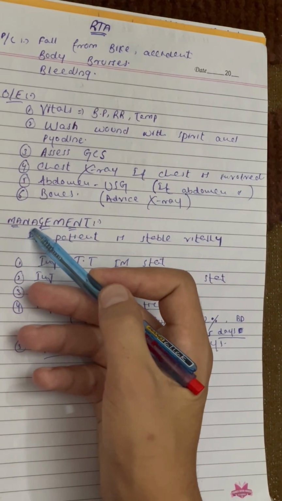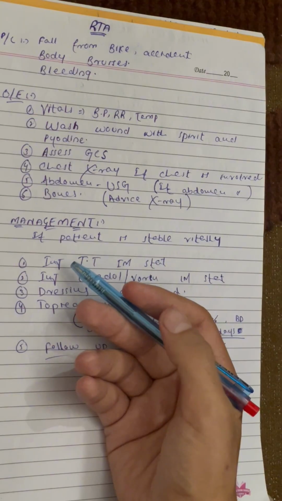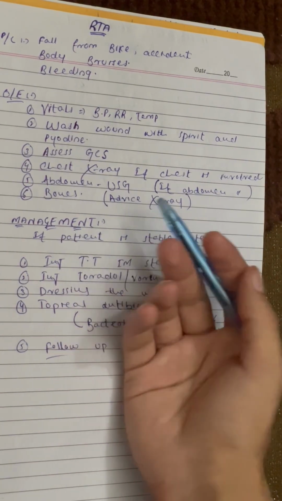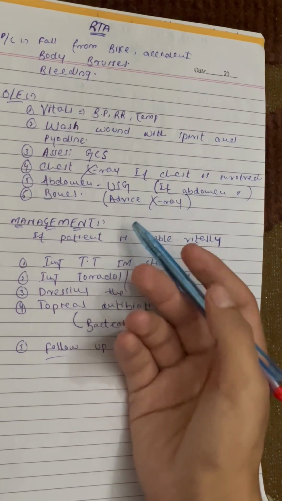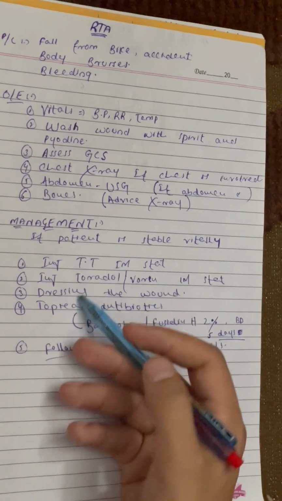Now let's come to the management of RTA. And if bowel injury is suspected, then advanced imaging such as a CT scan or contrast imaging may be required, right? Now let's come to the management.